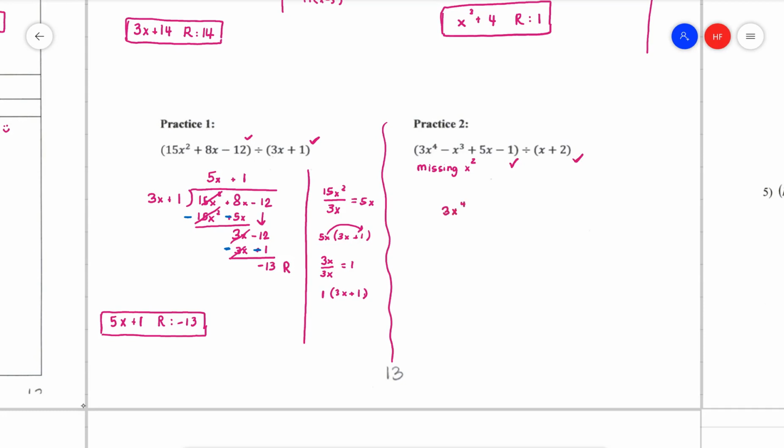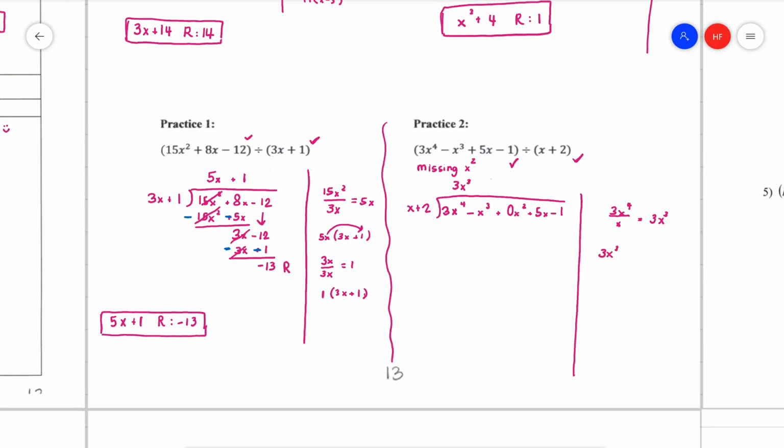So since we are missing something, we're going to put a 0 there. So 3x to the 4th minus x cubed plus 0x squared plus 5x minus 1 divided by x plus 2. So for our scratch work, we would take 3x to the 4th and divide it by the first term of x, which gives me 3 still, and then x to the 4th divided by x is x to the 3rd power. So then 3x cubed goes on top.